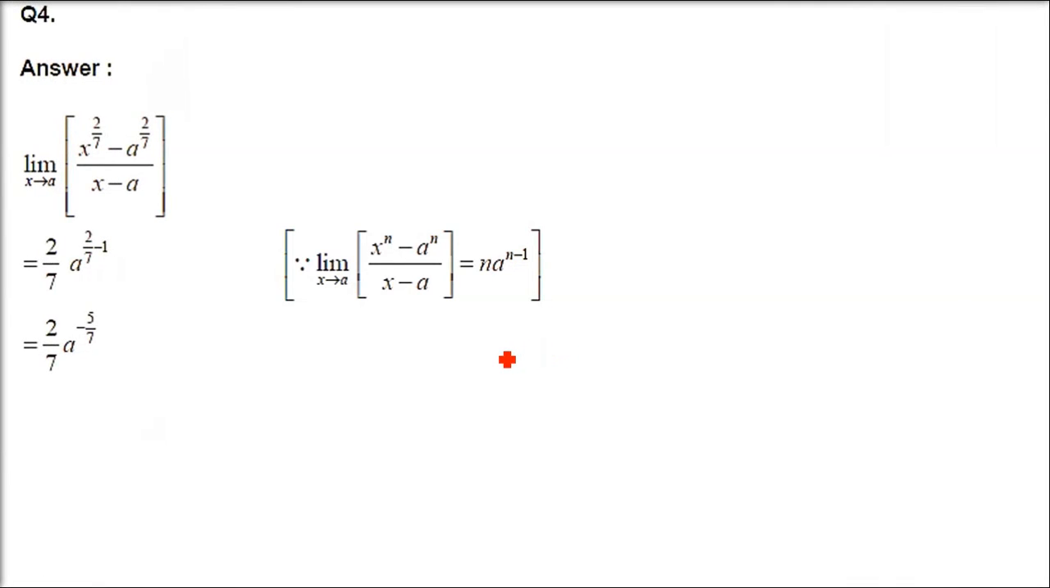Next is question number 4. X raised to 2 by 7 minus a raised to 2 by 7 over x minus a. So it's straightforward. Just apply the formula. You know this. What is this n? That is 2 by 7. A to the power n minus 1, 2 by 7 minus 1. It will be 2 minus 7 by 7, that is minus 5 by 7. So a raised to minus 5 by 7. So this is the final answer.